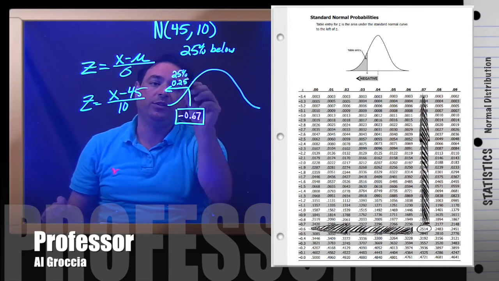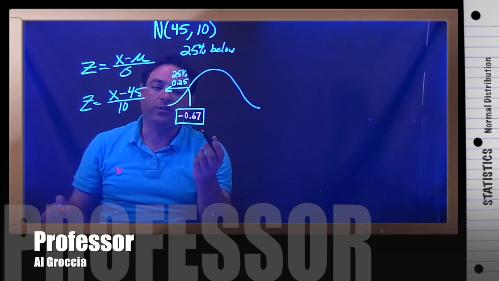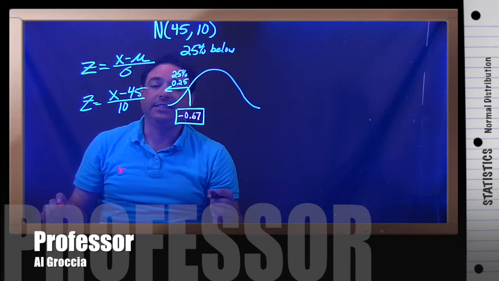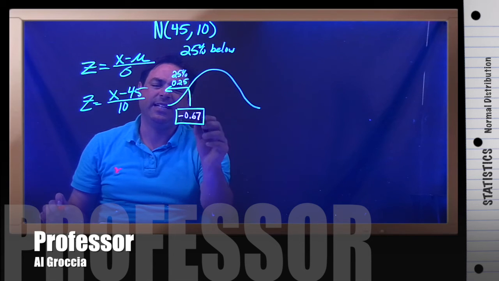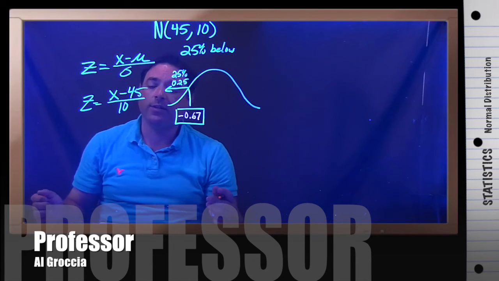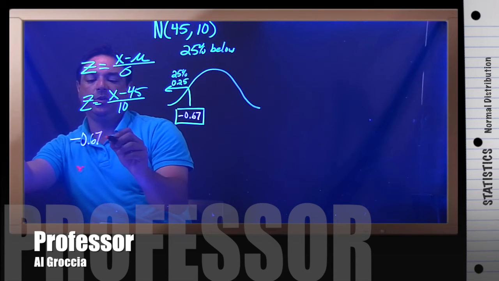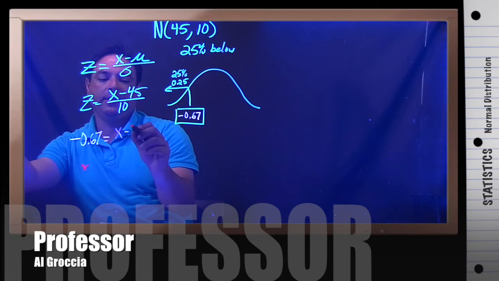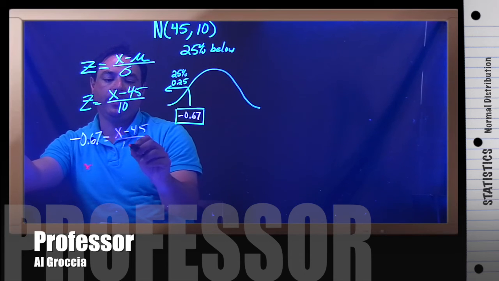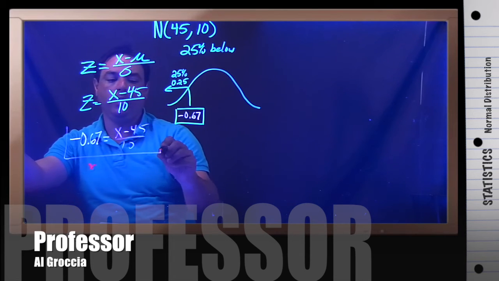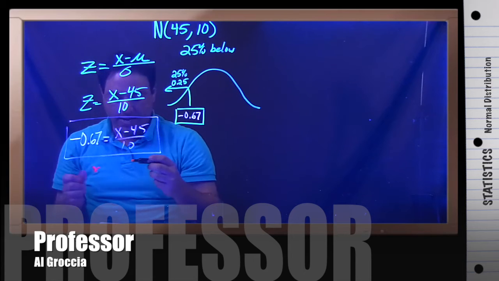So we use the percent, work backwards, to find the z-score. I would also accept negative 0.66, but the idea is to try to find the closest one. Both work. Once you find your z-score, our z-score is negative 0.67, equals x minus 45 divided by 10. Now we only have one unknown, our x.